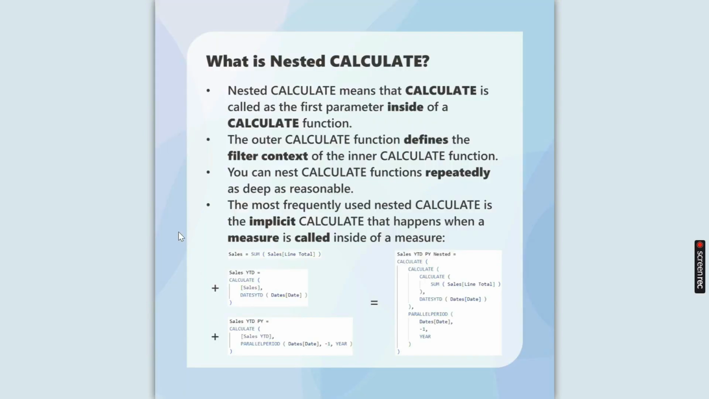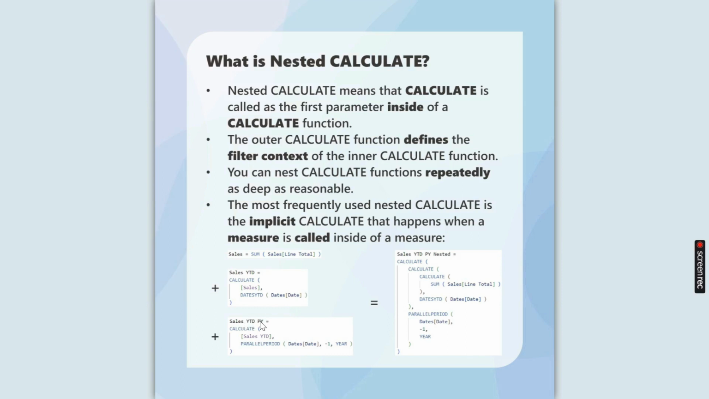Here you can see one example, and in this example we have to calculate the total sales year to date on previous year. To calculate this, we have to calculate three things. First is the total sales, then second is the total sales year to date, and then we have to calculate the total sales year to date on previous year. So this is the combination of three calculations, correct?